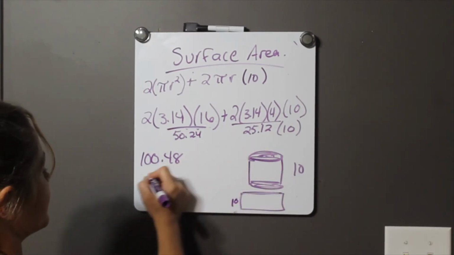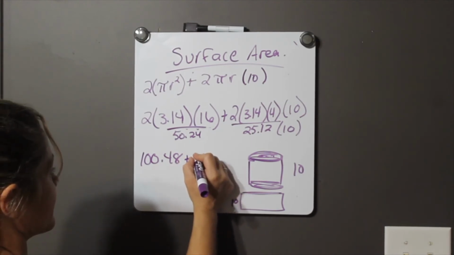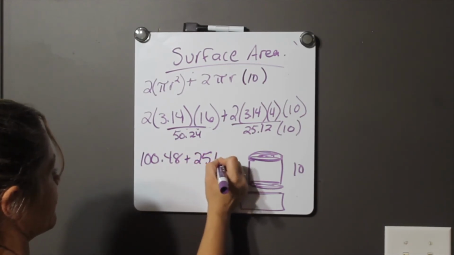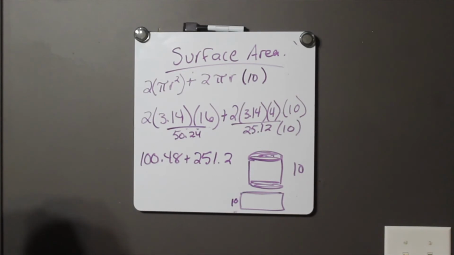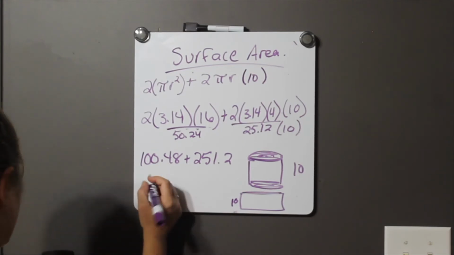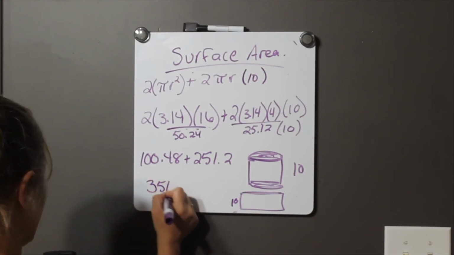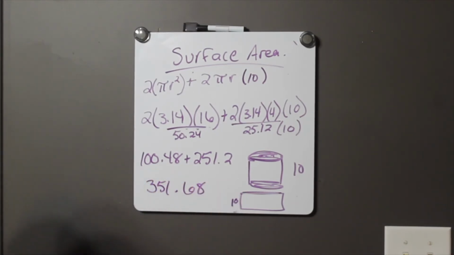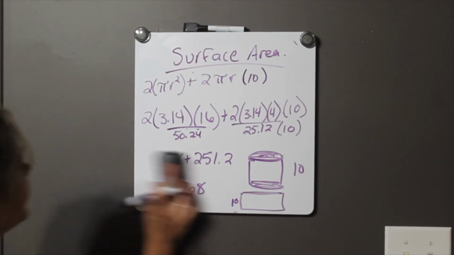And that's going to be 251.2. And then we're going to add this 100.48. And we get 351.68. Yes, that is right. Alright, so we're going to do B8.